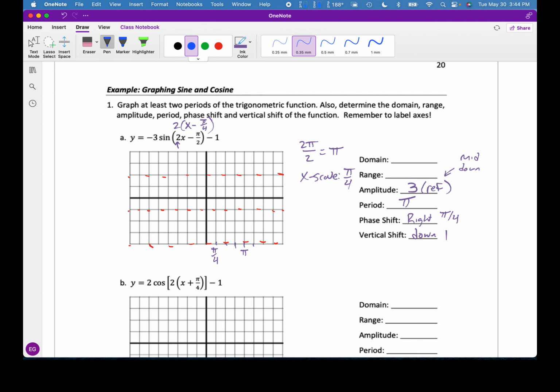Next, I'm going to start off with my starting point, which is going to be a right pi over 4 that I know is starting on the midline because sine starts in the middle. So I'm going to go right pi over 4. I'm going to put a big old point there so I know that's where I'm starting. And then I'm just going to follow the pattern.